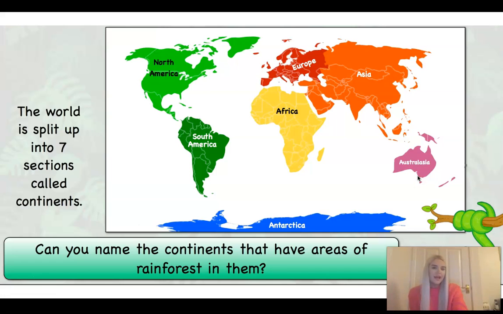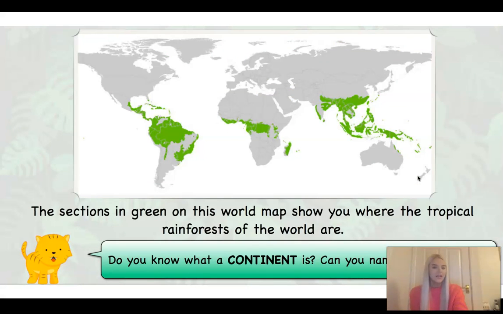So if we just flick back to our sections in green here, I wonder if now you can tell me the continents that tropical rainforests are located in. You might want to pause the video. If you would like to pause it, go for it. But if not, can you please tell me one continent where tropical rainforests of the world are located, please?